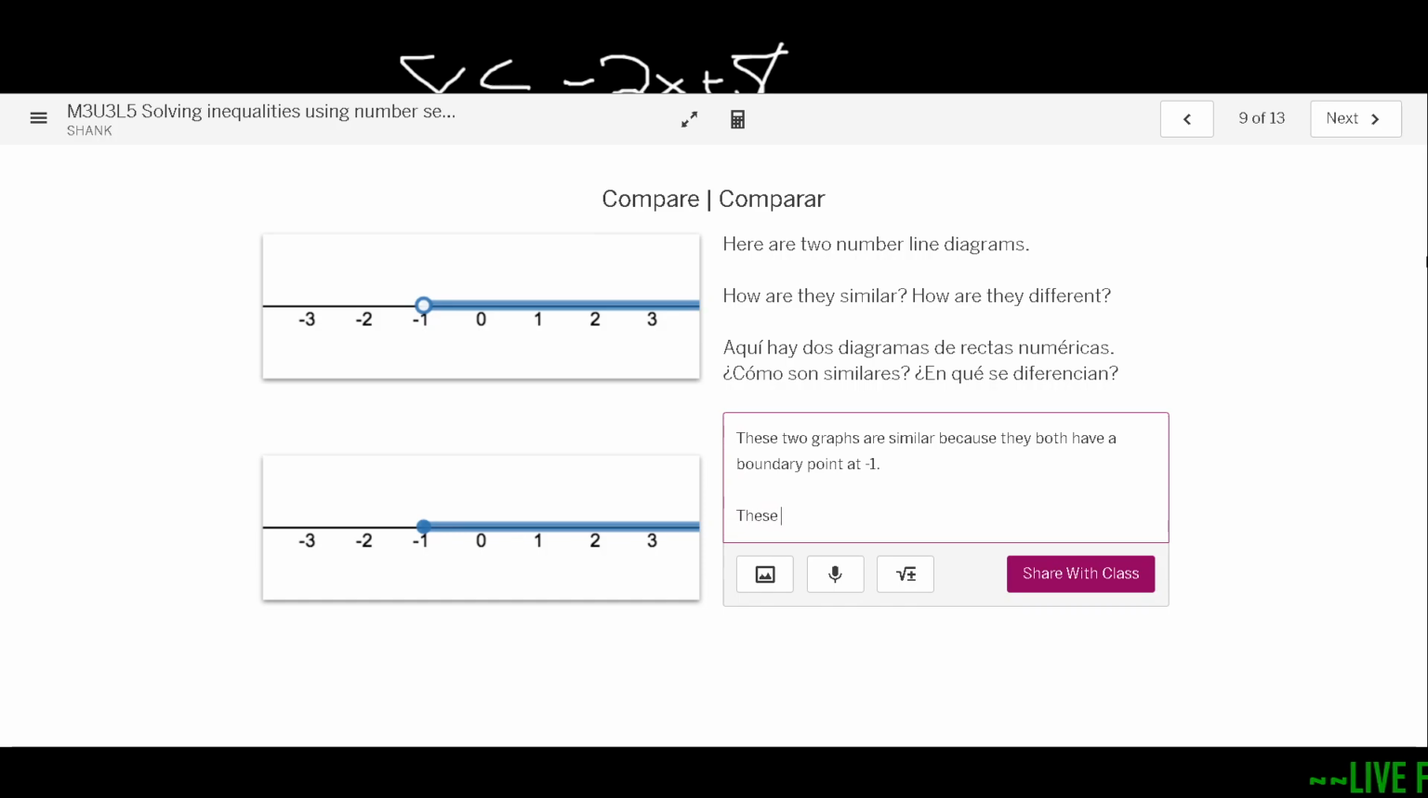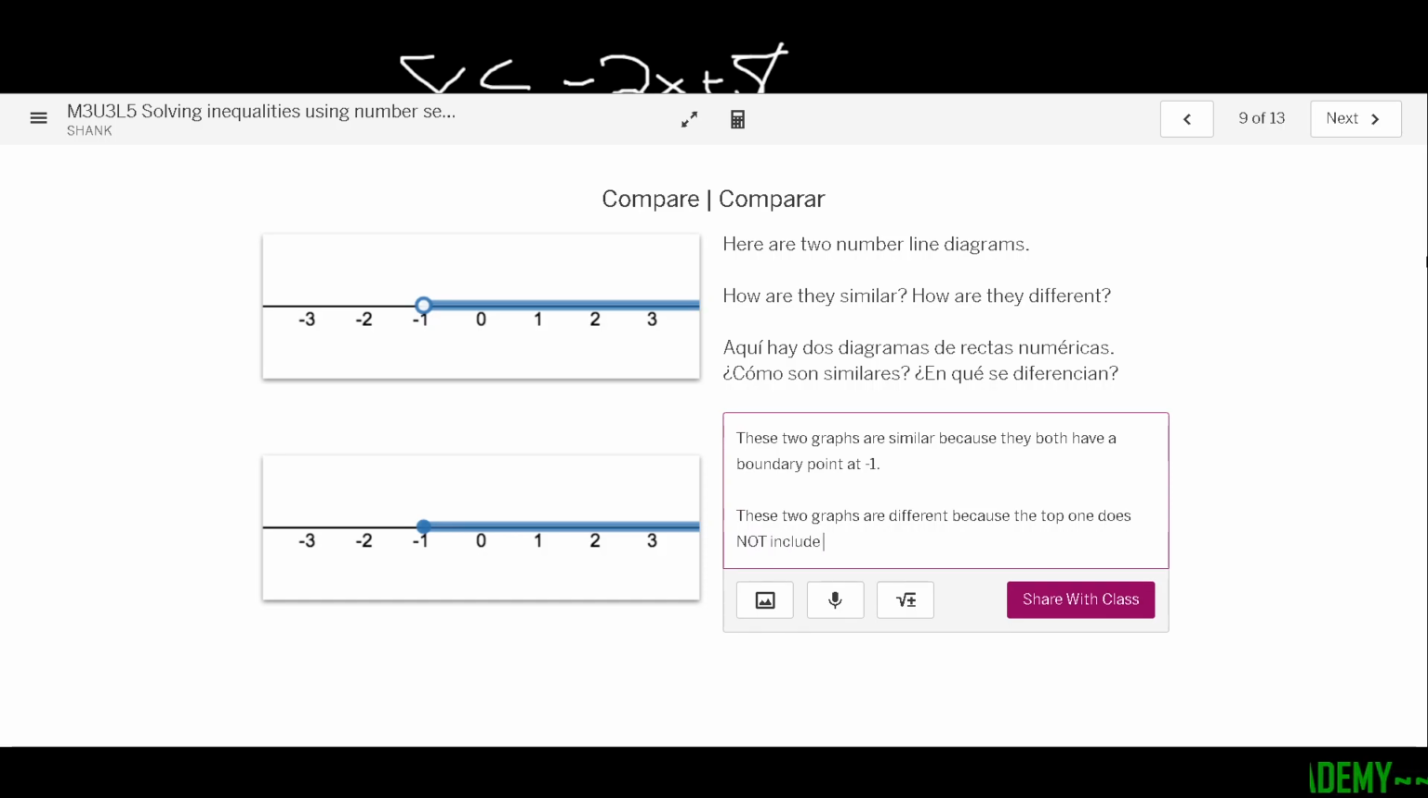And you could say these two graphs are different because the top one does not include -1 in the solution set, but the bottom one does. And the reason why that is because if you look at this graph, notice how it's an open circle on -1, however it's a closed circle on -1 on the bottom one. So that's some similarities and differences, but you need to make sure those are separate.